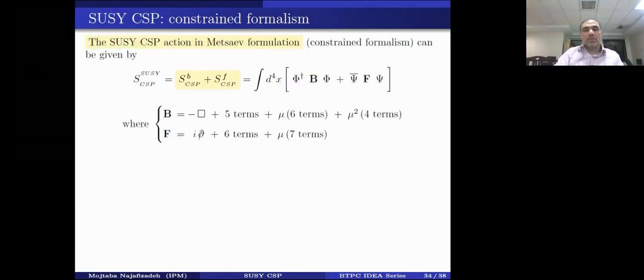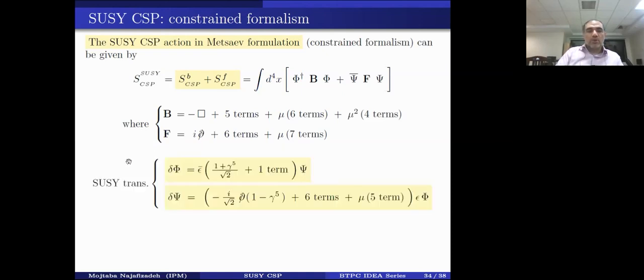For the Metsaev formulation, as I said, this formulation is so complicated. He wrote his actions in AdS space, but as you see, in flat space they are still so complicated. There are many terms here: 5 terms here, 6 terms proportional to mu, 4 terms proportional to mu squared, and for the fermionic action, there are 7 terms here proportional to mu.